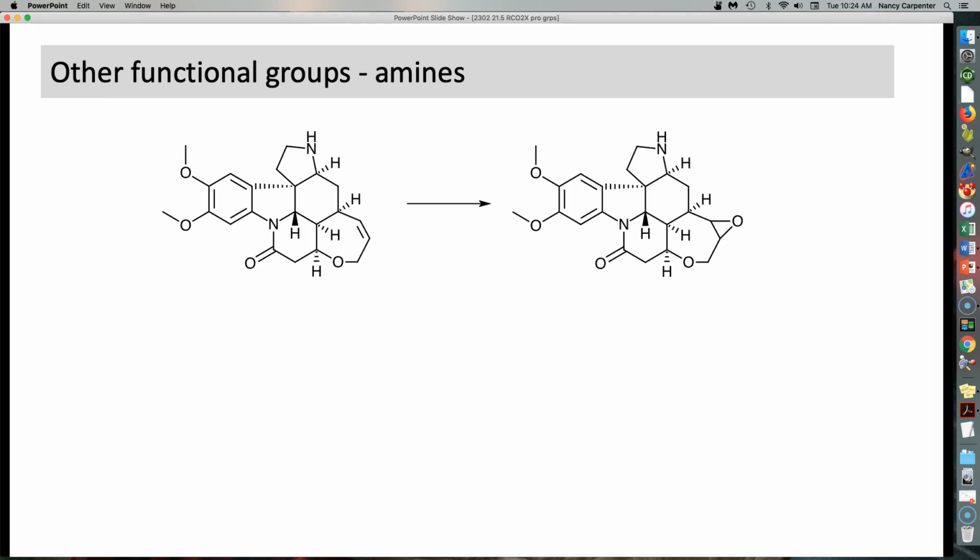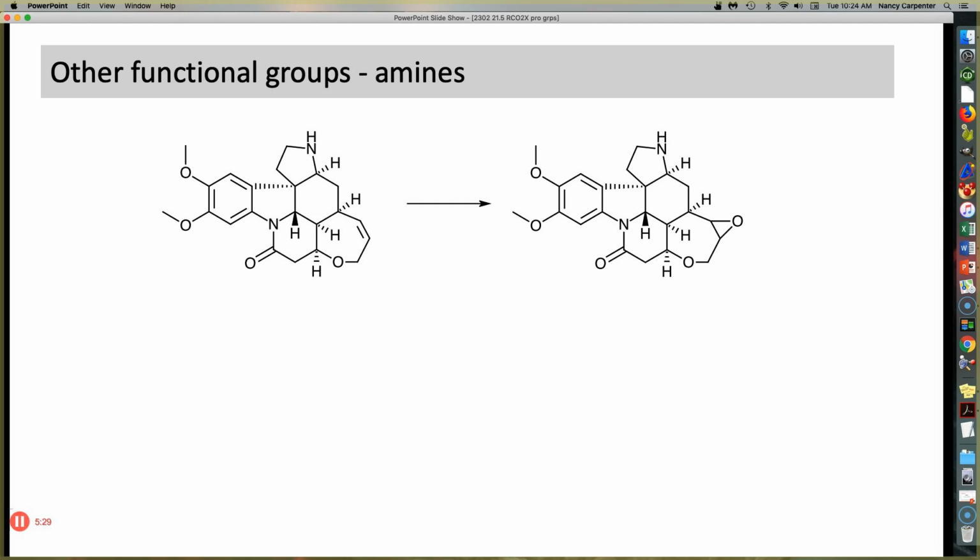Alright, well, amines can be problems too. They can be problems in terms of an acidic hydrogen. They can also be problematic in that they're electron rich. So they are potentially competing nucleophiles, and they're potentially competing things that can be oxidized.